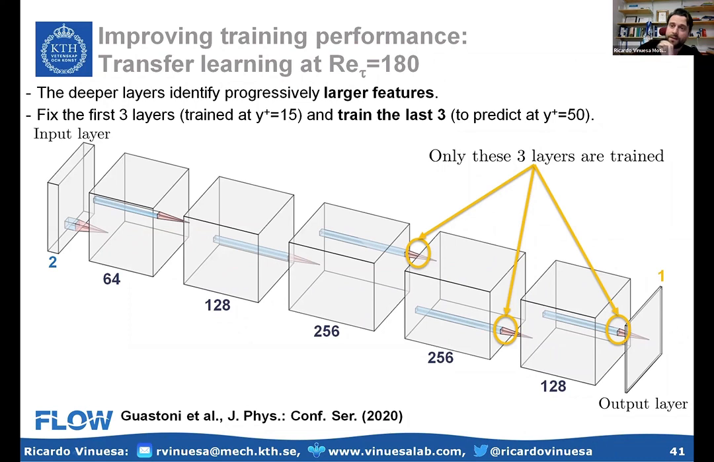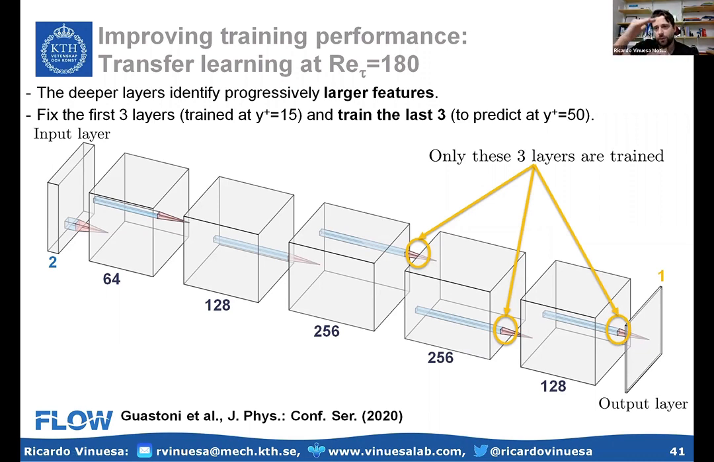And what we're doing here is that we have a network trained to make predictions at y plus 15. And then for predictions at y plus 50, so farther away from the wall, we freeze the first three layers. So we transfer the network from 15 to 50. We freeze these three first layers and we only train the last three layers. Now, what is the intention of doing this?